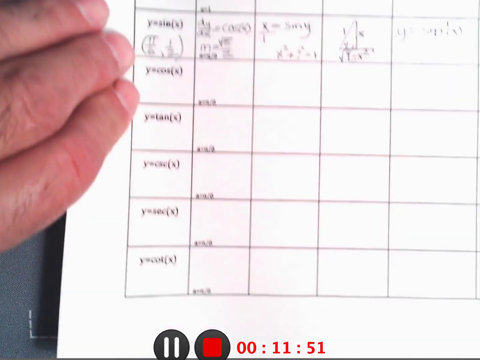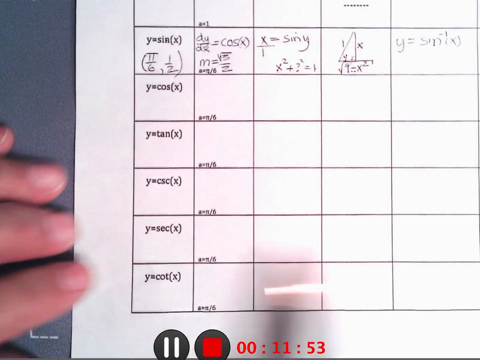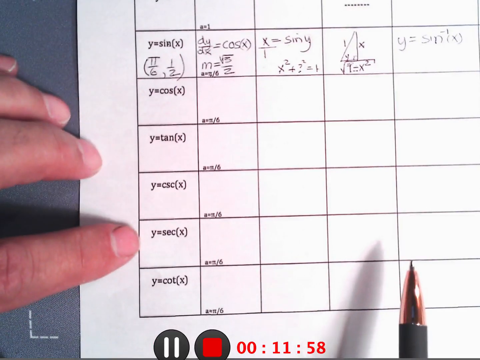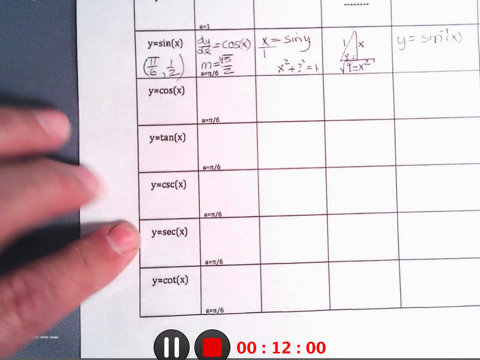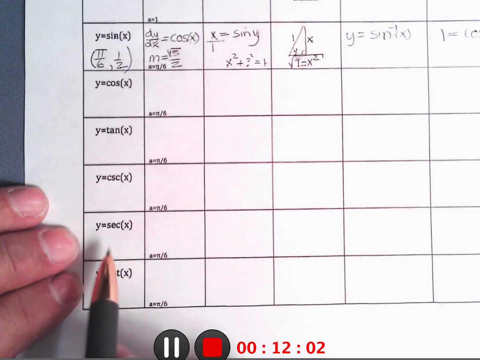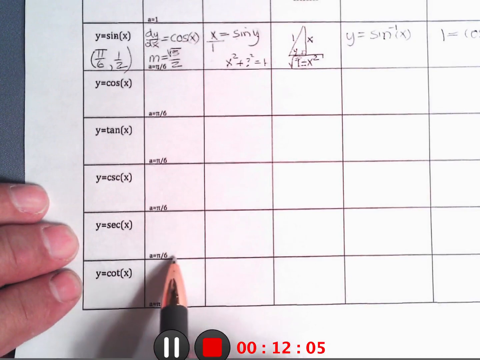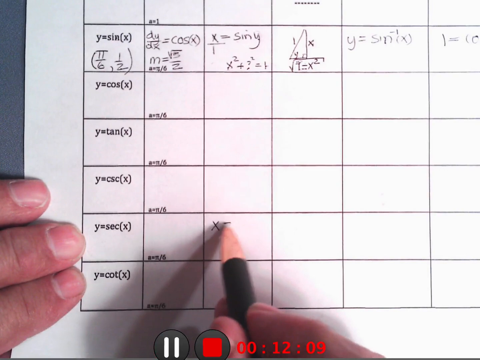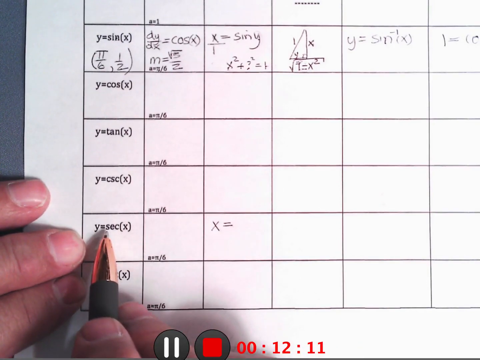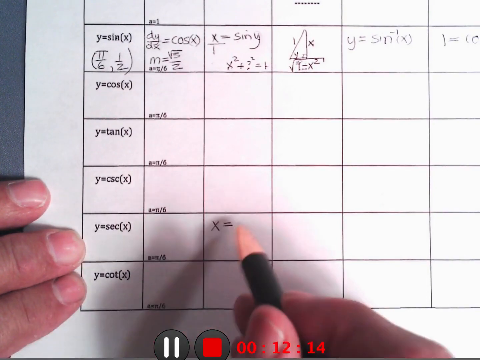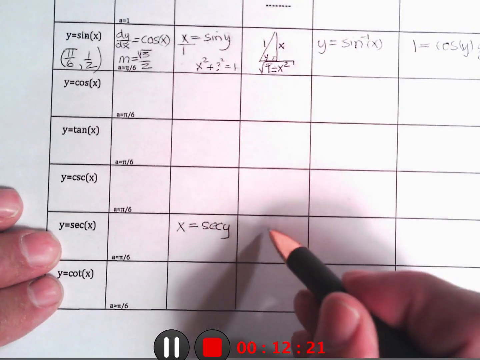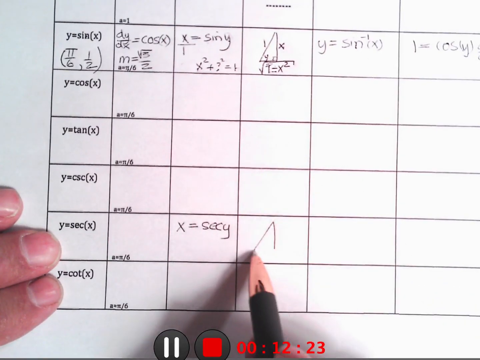All right, I want to draw the triangle for one more of these. Like, let's pick secant. Yeah, secant. Okay, I'll skip the point. I'll skip the derivative. I'm going to swap the y and x, so I'm going to get x equals secant of y. So now the angle is y. So I draw the triangle again with the angle being y.